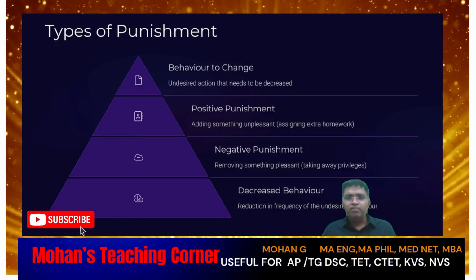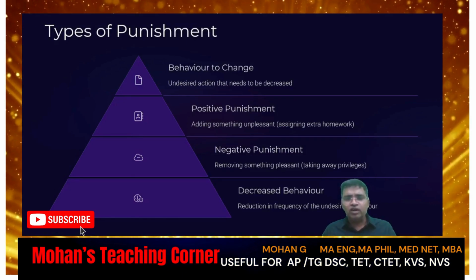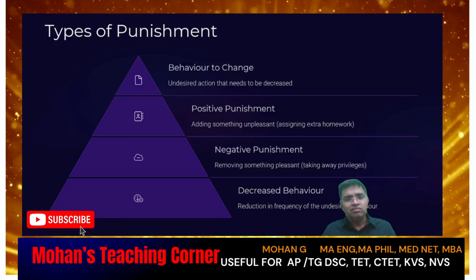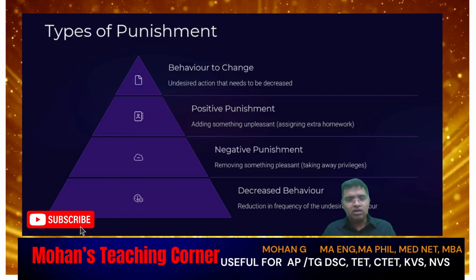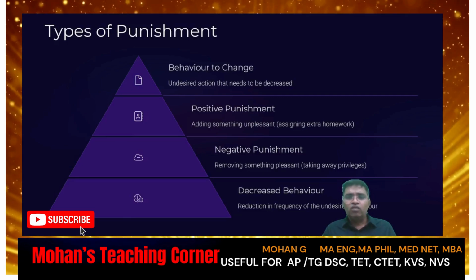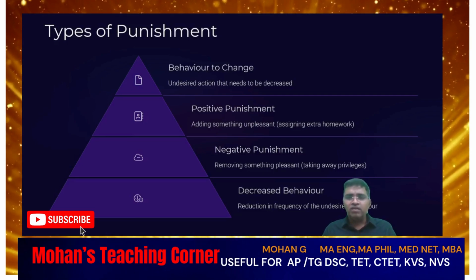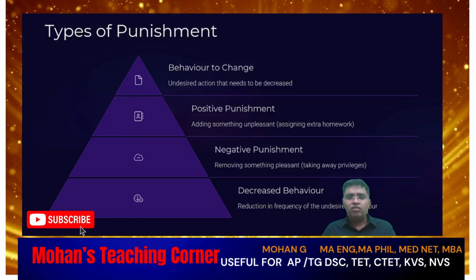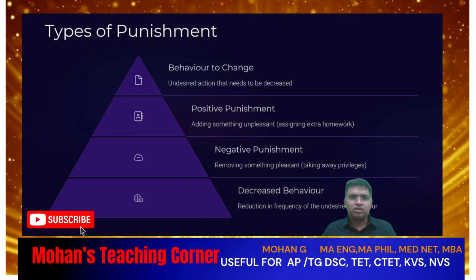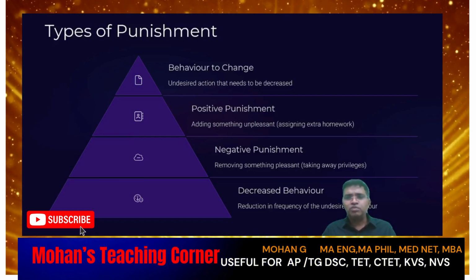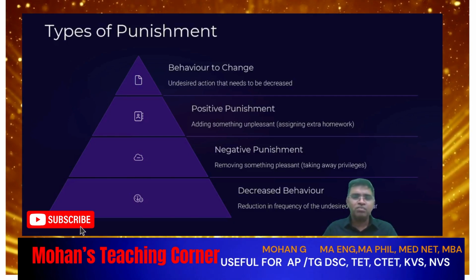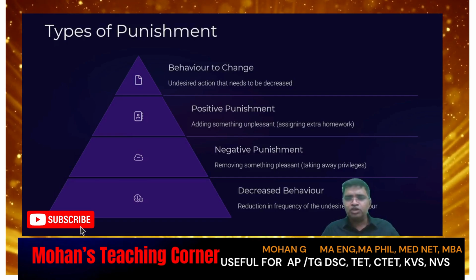For example, if you have done properly, then we will take you to the excursion or tour. But if you have not done, then you are not going to be taken to the excursion or tour, and the behavior decreases. So the behavior is not good. We have to reduce the frequency of the undesired behavior through punishment. The types of punishment are positive punishment and negative punishment. So in order to change or decrease a particular behavior, we give punishment.